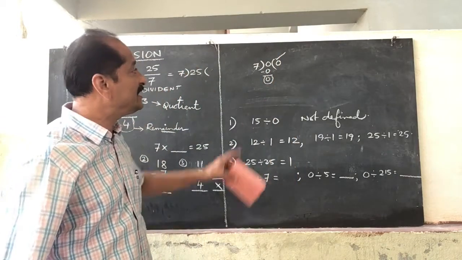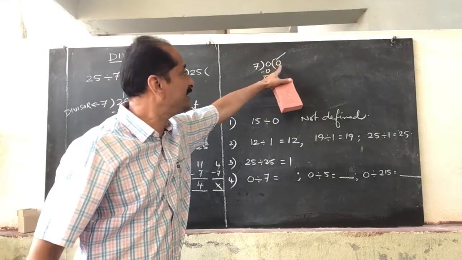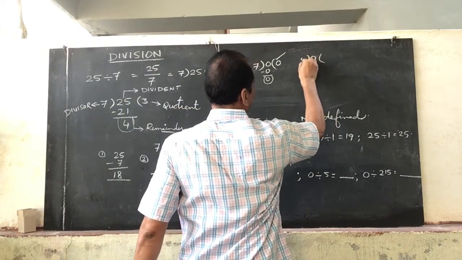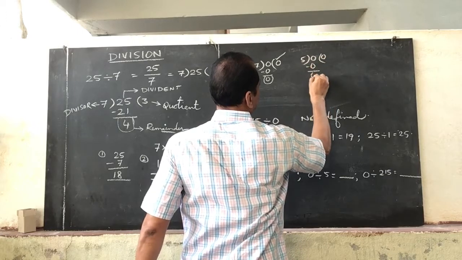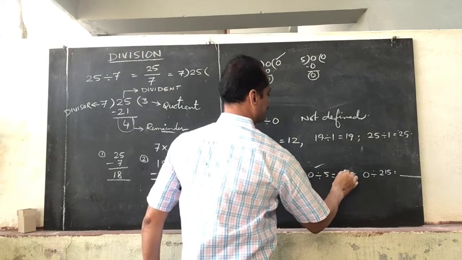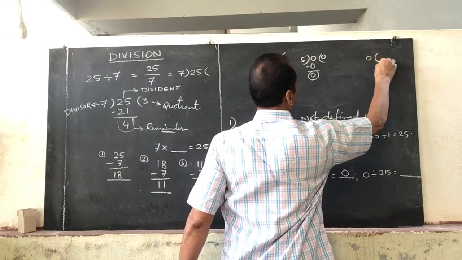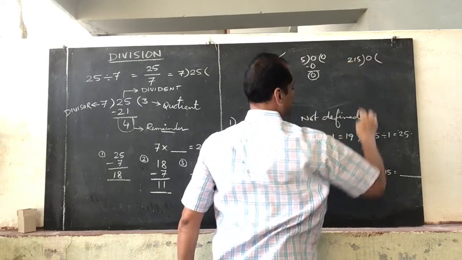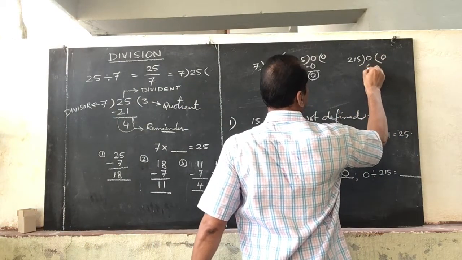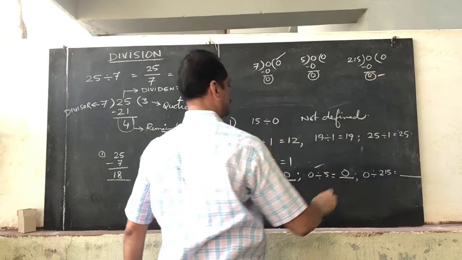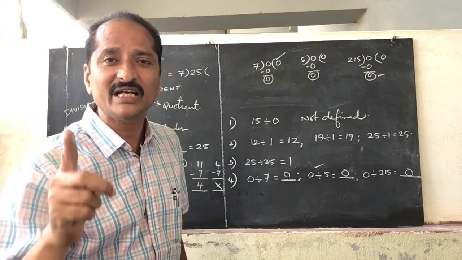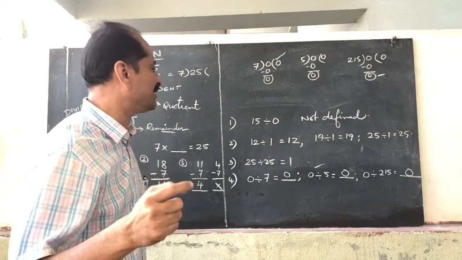If you are dividing 0 with any number, the quotient is 0. Check 0 with 5: 5 zeros are 0, remainder is 0, 0 minus 0 is 0, so the quotient is 0. 0 divided by 215: 215 zeros are 0, 0 minus 0 is 0, so that is the quotient. So if we are dividing 0 with any number, the quotient becomes 0.